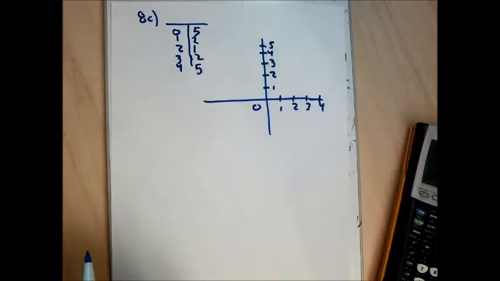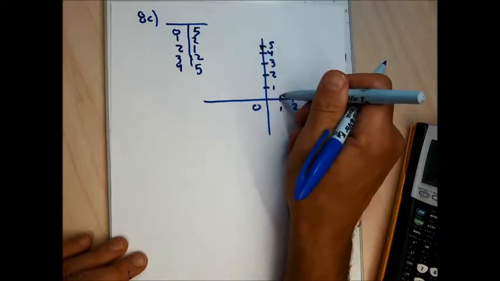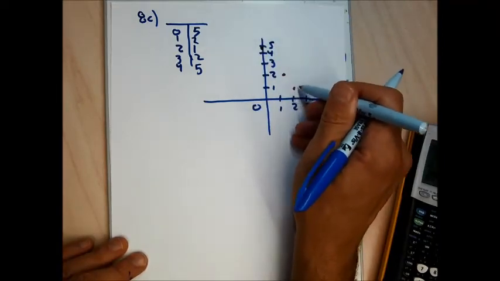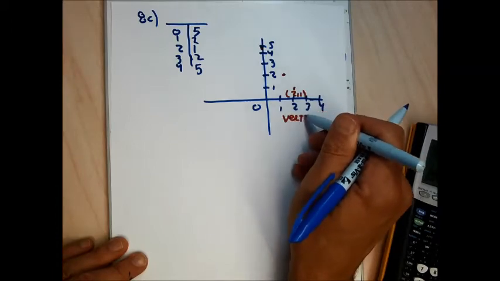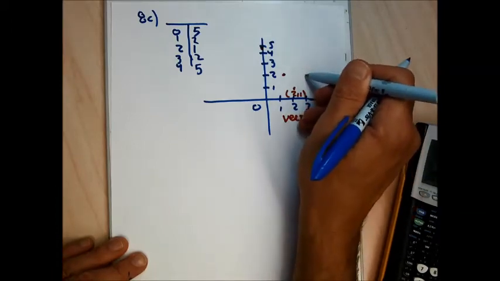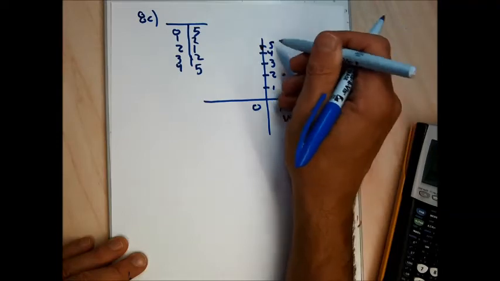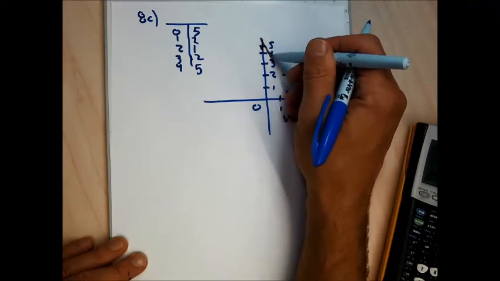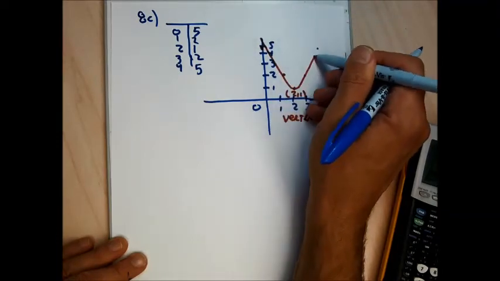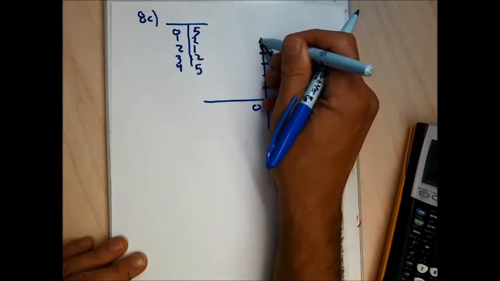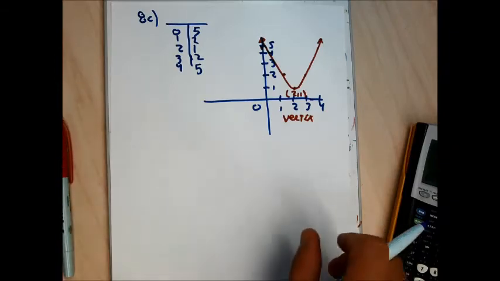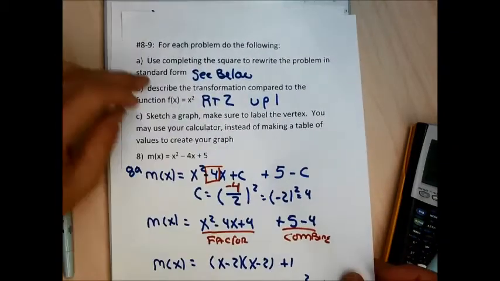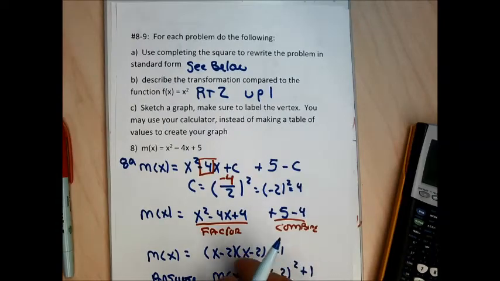And be done with 8c. So 0, 5, 1, 2, 2, 1, which is the vertex, 3, 2, and 4, 5. Just kind of draw them with a U as opposed to a V. A lot of times my graphs turn into more V's than U's. So that's everything for number 8. That's the easier version of the problems 8 and 9 that want me to use completing the square.